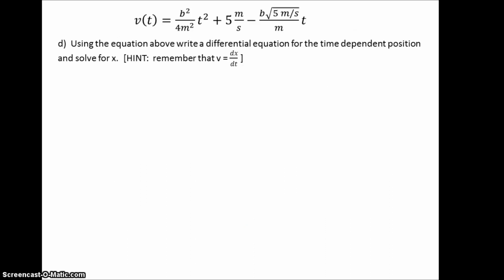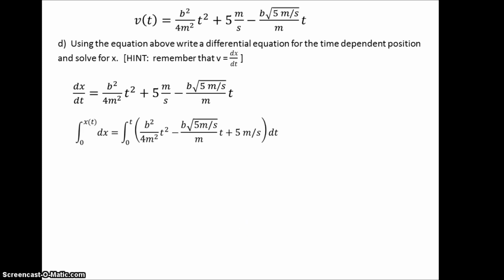Now we want to take that velocity equation and figure out an equation for position x. Well, remember that v of t is really the time rate of change of the position. So we can plug that in. I can multiply both sides by dt and then integrate from 0 to x and from 0 to t during that same time. And I get x of t is equal to b squared over 12m squared t cubed minus b radical 5 meters per second over 2m times t squared plus 5 meters per second times t.